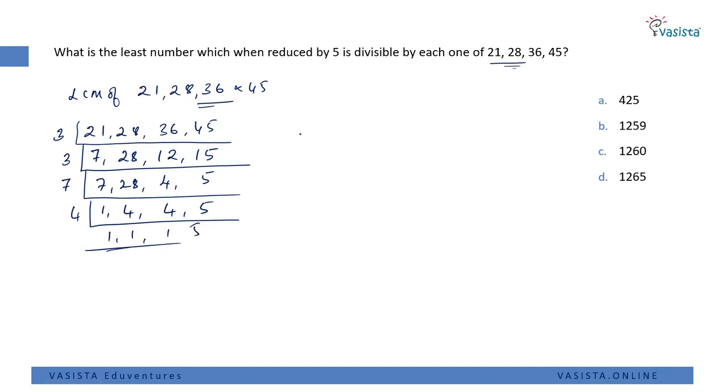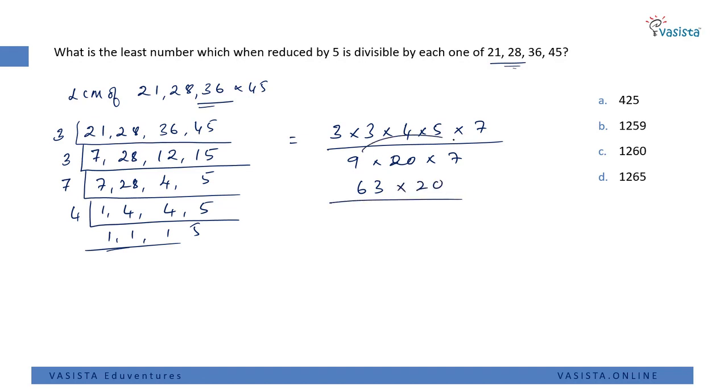Now the LCM of this is going to be what? 3 into 3 into 4 into 5 into 7. Now multiply it. 3 3s are 9 into 5 4s are 20 into 7. 9 7s are 63 into 20. This and this I multiplied. So 6 2s are 12, so 1200 plus 60, that is going to be 1260. So this particular number, 1260, is completely divisible by 21, 28, 36 and 45.